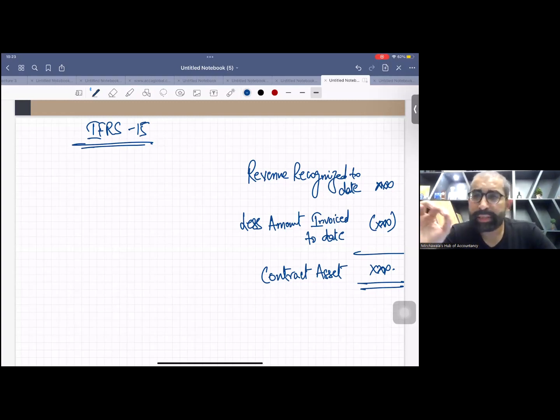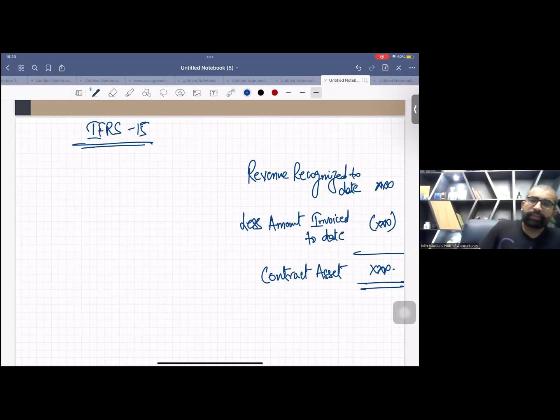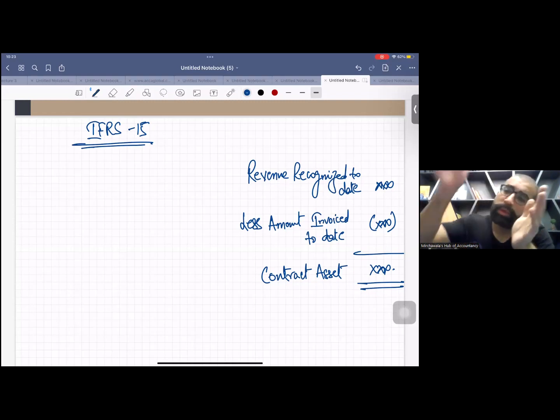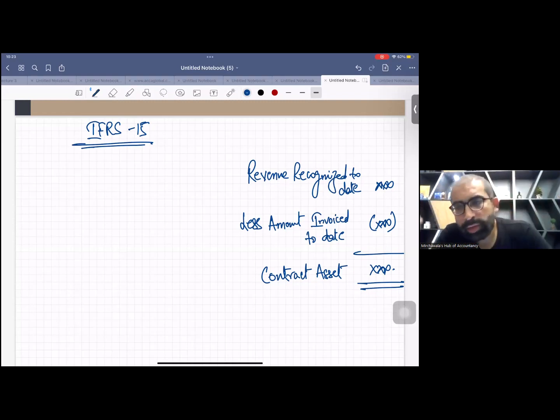And the objective of this class is to discuss the recent change in IFRS 15, especially for F7 FR students. First of all, many students are saying that they cannot get the exact answer of the exam kit. What's the reason? Because the questions are designed with the old structure. So that's why you can't get the exact answer, because things have changed.